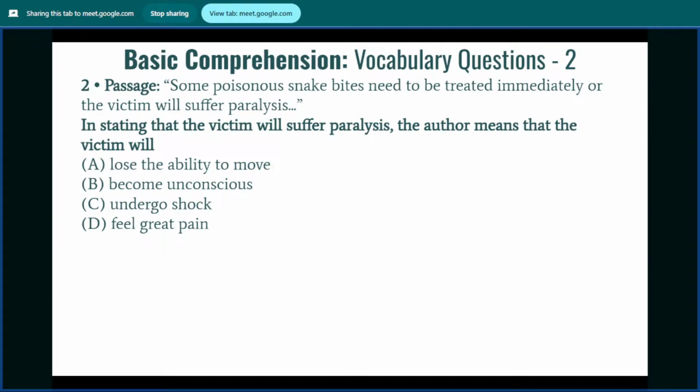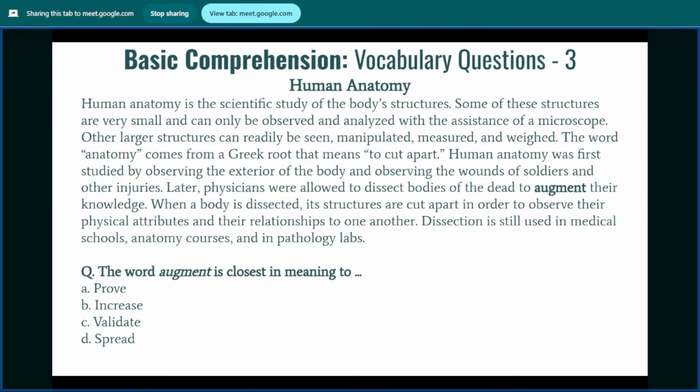Again, this is easy. Done? Tell me the answer. A. Daksh? Well, A. Correct. Lose the ability to move, because that's what suffering paralysis means. Correct. Next, a little longer passage. Try now.